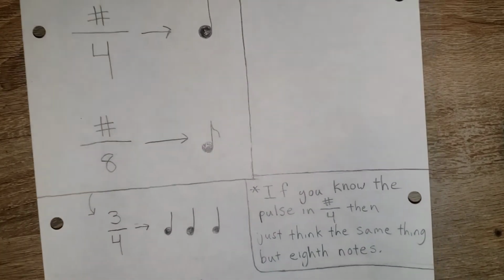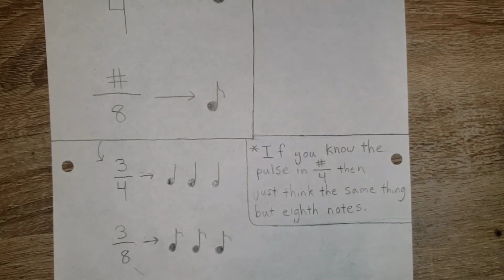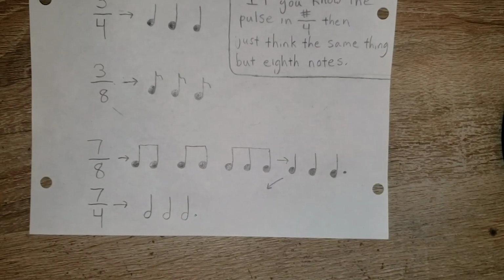So let's look. We know 3/4 is just 3 quarter notes. So 3/8, without thinking about it too much, you could just think, I already know what 3/4 is, and 3/8 is just telling me 3 eighth notes. So the pulse is this. It's the same thing as your 3/4, but in eighth notes. Now let's go into a little more complex one, okay?